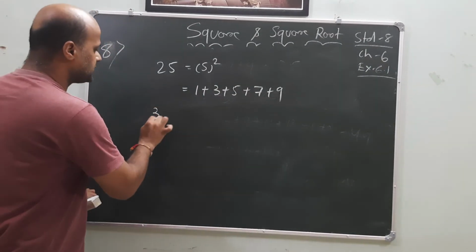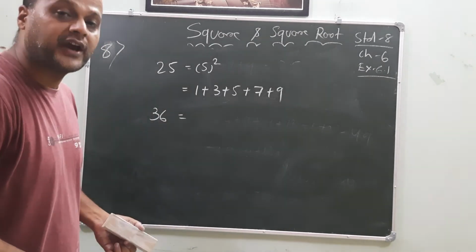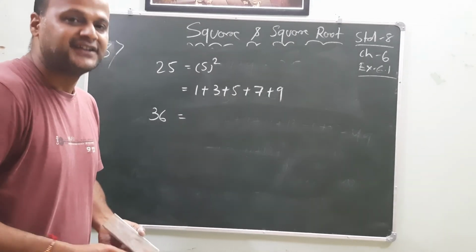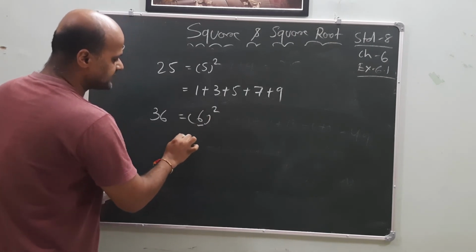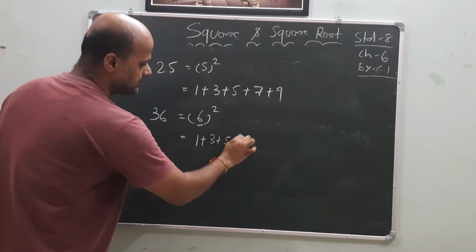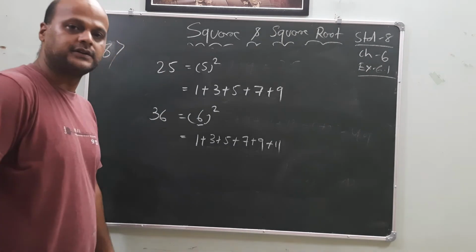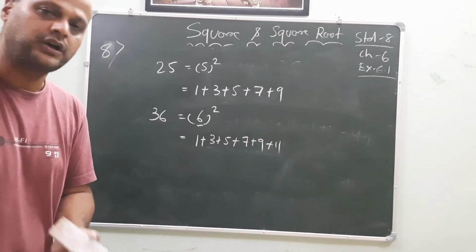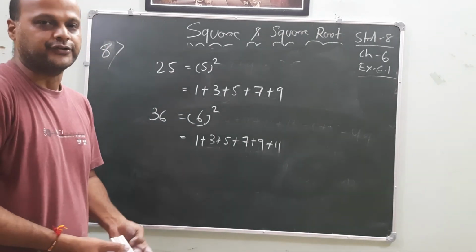If it is saying 36, now come once again. Whose square is 36? Good, Aniket. 6 square is 36. Means you have to write 6 odd numbers starting from 1: 1 plus 3 plus 5 plus 7 plus 9 plus 11. So this is the answer. Okay, my dear friends, like this manner you have to solve the questions. Understood? Yeah, good. Very good.